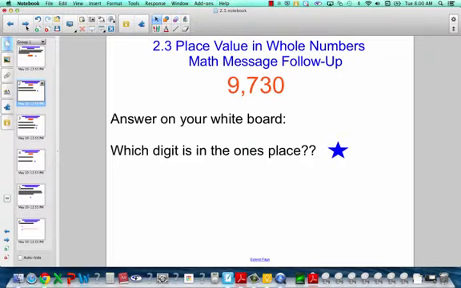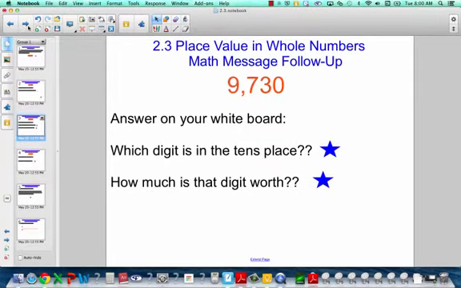Which digit is in the ones place? Remember that a digit means the actual number, not what that number is worth. So which number is in the ones place? Write it on your board. You're right, 0. Which digit is in the tens place? Remember, digit just means the number.